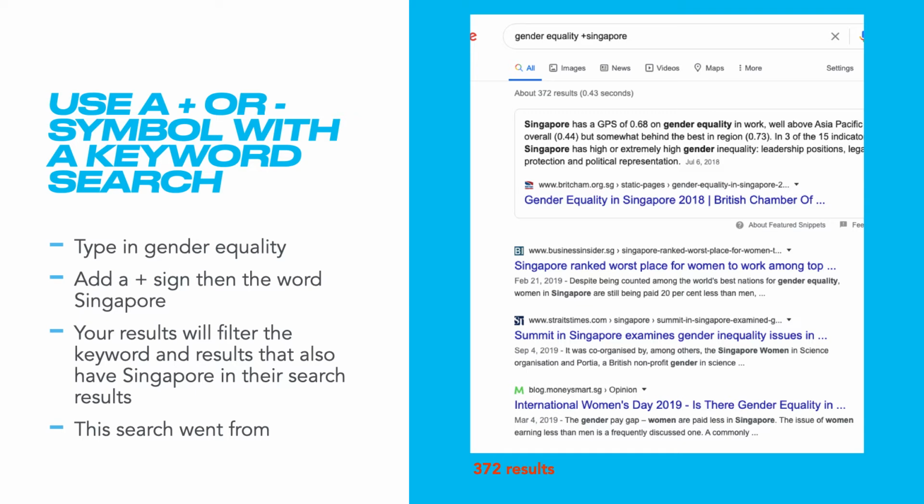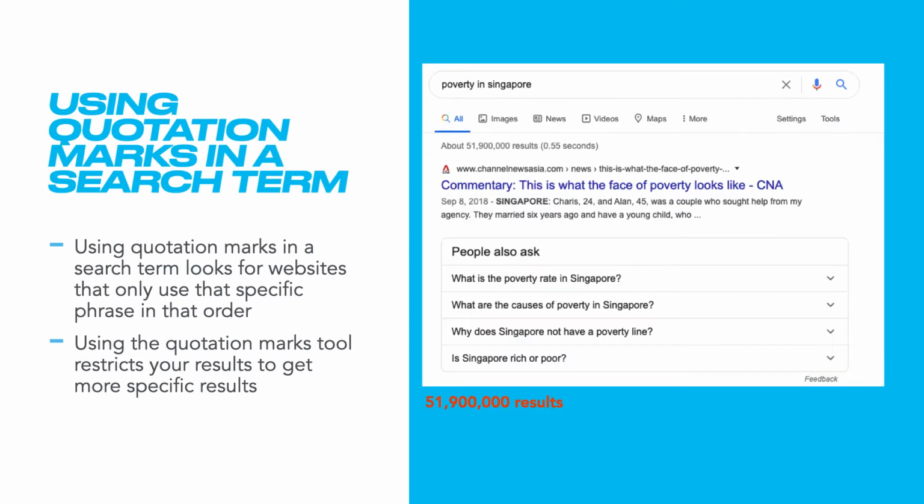The next tip that I wanted to share with you is about using quotations. Okay, so when you use quotation marks in a search, it can be really powerful as well, because when you search for a website normally, with this example, poverty in Singapore, it will just link together every website that has any combination of those words. Okay, they're not necessarily sites that have those words used together. So it could be a completely unrelated website that just happens to have the words poverty and Singapore in there.